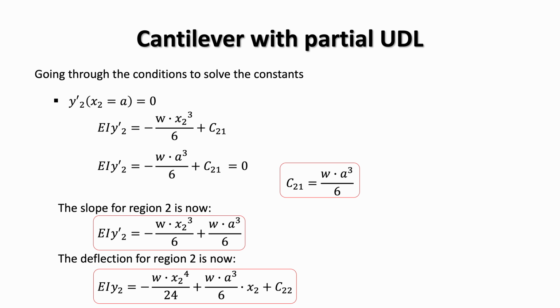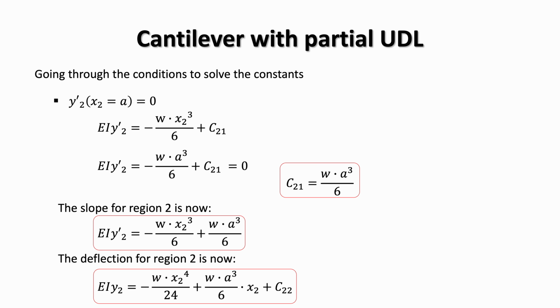First, we apply the fixed end slope condition at A. In region 2, the slope expression was minus wx2 cubed over 6 plus c21. At the fixed support, x2 equals A, and the slope must be 0. So substituting A instead of x2, we get the expression that minus wa cubed over 6 plus c21 equals 0, and that gives us that c21 equals wa cubed over 6. We can substitute that back into the slope expression for region 2, and we get minus wx2 cubed over 6 plus wa cubed over 6. So the slope in region 2 is now fully defined.